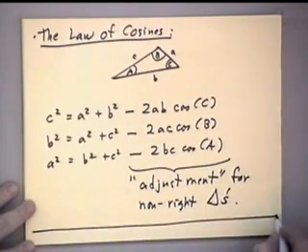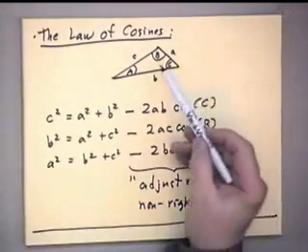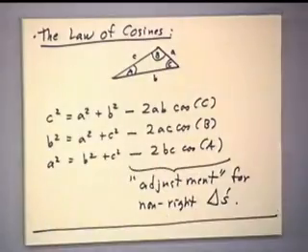So now you've seen two sets of laws, the law of cosines and the law of sines, which can be used on triangles which are not right and which will help you in applications.